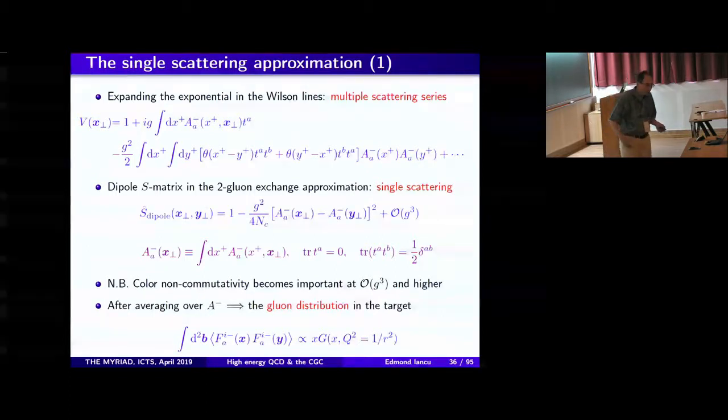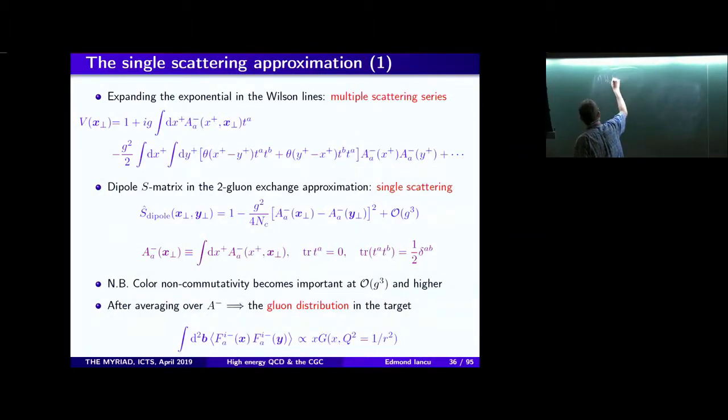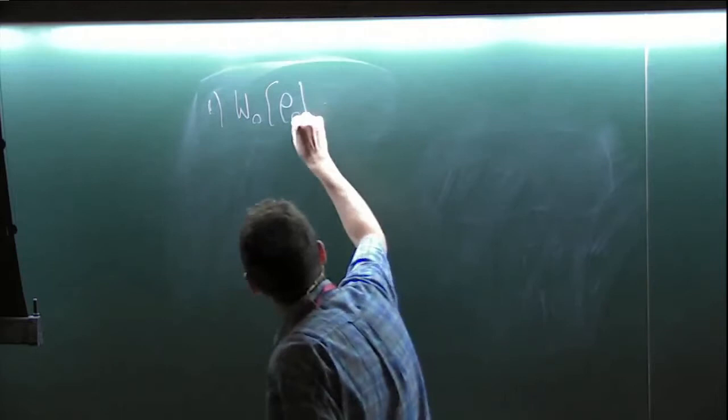But once I know the distribution of the color charge of the sources, I'm using the classical approximation, as I already mentioned. I have to use Yang-Mills equation to first go from charge to fields and then exponentiate the field to get Wilson lines. So the strategy is: one, I give a distribution W of rho, the color charge rho.